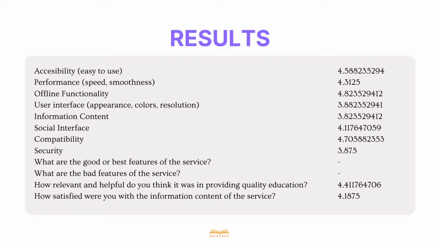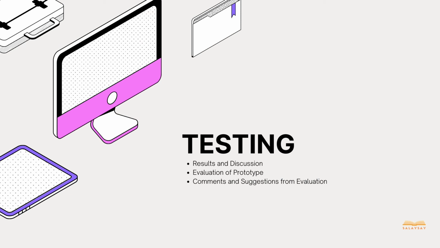The lowest scored was the information content, probably because it didn't have too much information included, with our service being just the first prototype. The highest score, however, was the offline functionality. It goes to show how important this feature is to our intended users. Next, we handpicked 4 responses from our respondents.